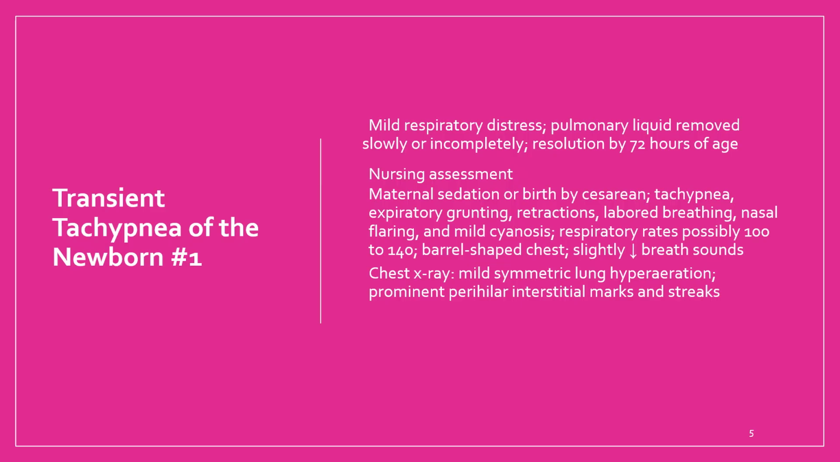Prominent perihilar interstitial markings and streaks can be seen. So this is mostly shadows, dense tissues in the chest X-ray. Mostly we see that in case of breathing difficulty, pneumonia, you can see these kind of perihilar interstitial markings in the chest X-ray. That means there are some breathing problems going on.